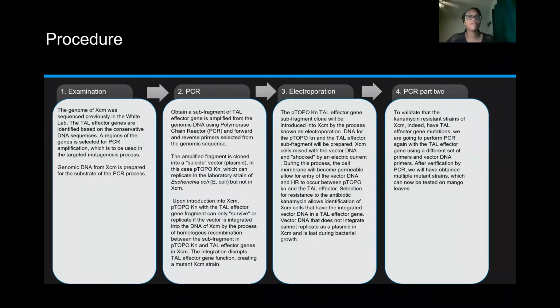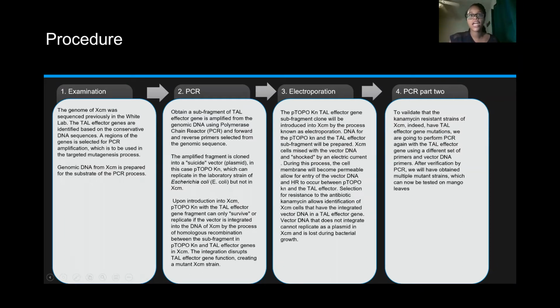So for the procedure, my objectives are to generate TAL effector gene mutations in Xanthomonas citri by targeted mutagenesis and examine mutants for effects on symptoms and host gene expression. So the first step is going to be examination. The genome of Xanthomonas citri was already sequenced in the Dr. White lab, and the TAL effector genes were already identified. So I'm going to be selecting a certain portion of the Xanthomonas citri gene for PCR amplification. So I'm going to be preparing genomic DNA from the Xanthomonas citri strain for the PCR process.